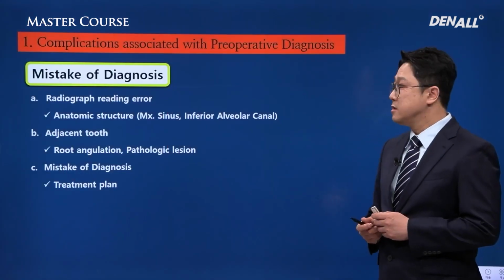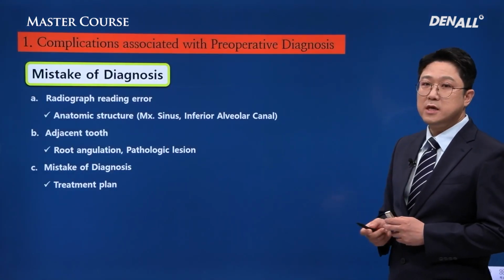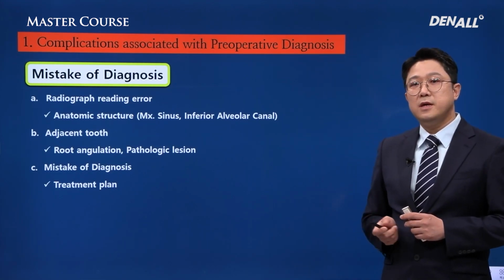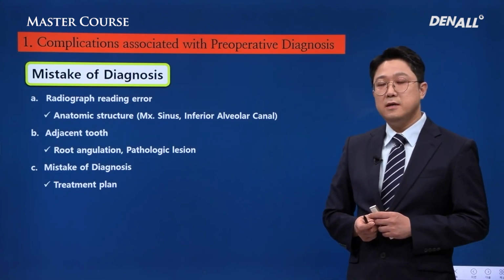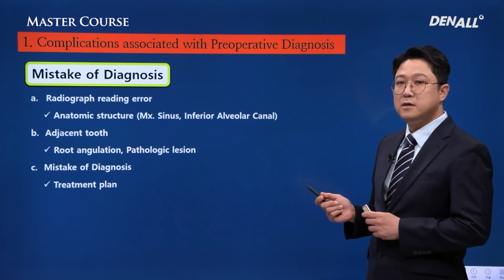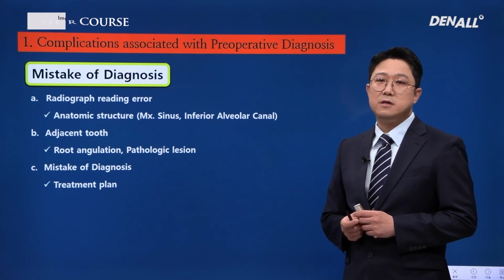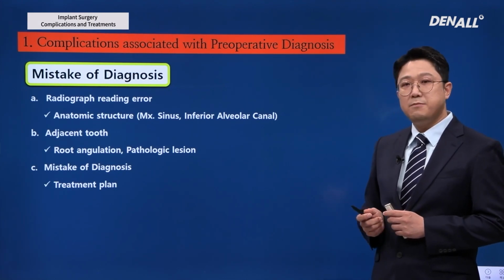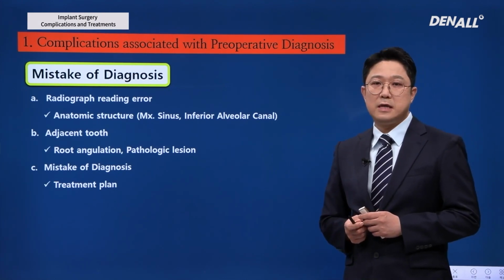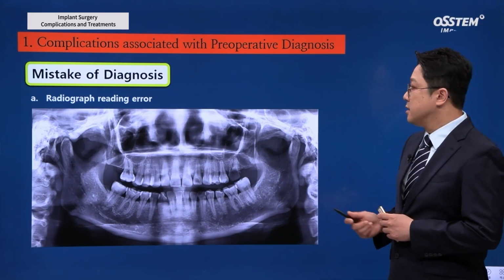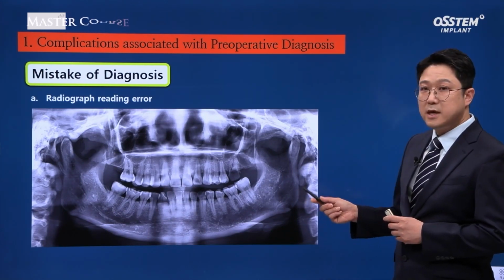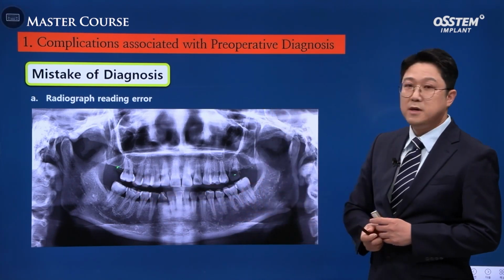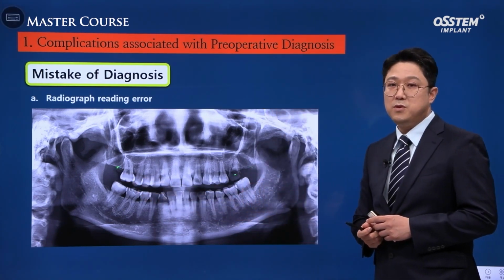Next, I'm going to talk about complications that occur due to error in diagnosis. There can be radiograph reading errors or issues with adjacent teeth, or there could be mistakes in diagnosis. In these cases, implant complications are bound to occur. In the case of this patient, in the sinus number 17, 26, and 27, implants needed to be placed.